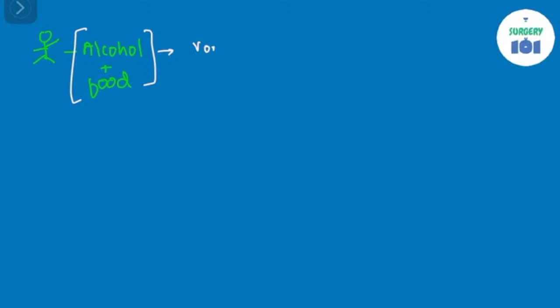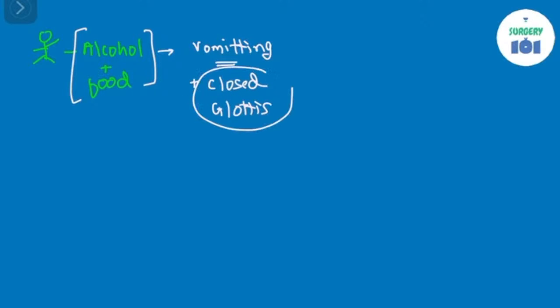So let us understand this particular question. Here you have a man who has drunk a lot of alcohol, and obviously with the alcohol he would have had food as well, right? Now, you guys know that whenever there is a lot of alcohol drinking, you tend to vomit. Whenever you vomit, you have to do it with an open glottis. In this particular man, the problem is that sometimes this vomiting can happen with a closed glottis. So here there is vomiting with a closed glottis.